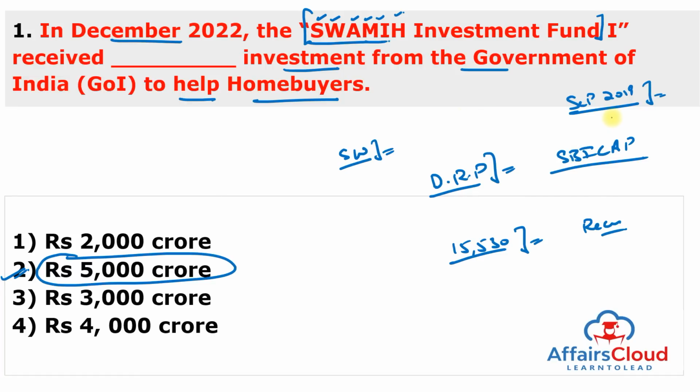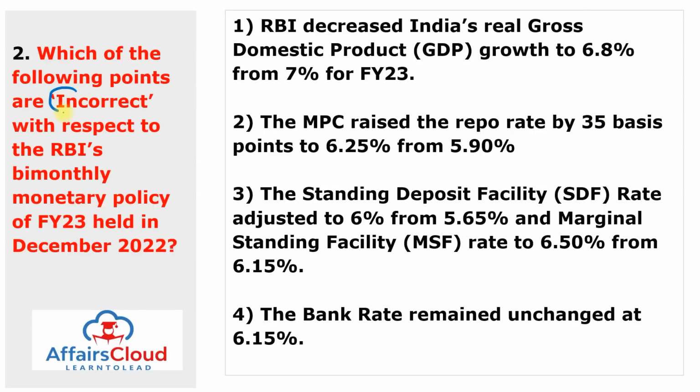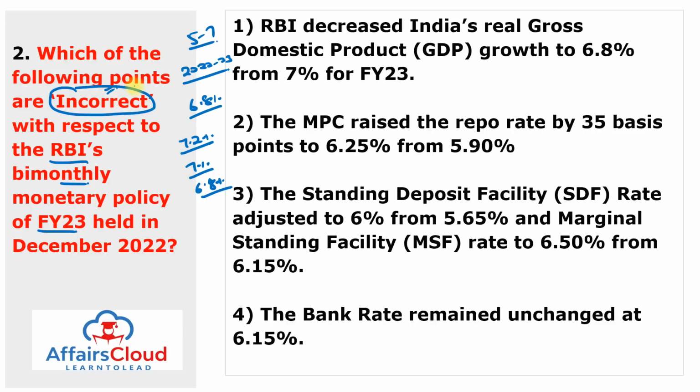Moving to next question. Which of the following points are incorrect with respect to the RBI's bi-monthly monetary policy of financial year 23 held in December 2022? So the RBI Monetary Policy Committee met on 5th to 7th of December 2022 and released the monetary policy statement of 2022-23 resolution of the Monetary Policy Committee, which declined India's real GDP growth rate to 6.8%. So earlier they predicted 7.2%, reduced to 7%. Now they reduced to 6.8%. So let's read the statements and find out the incorrect one.